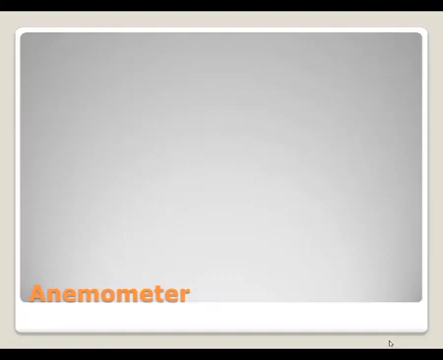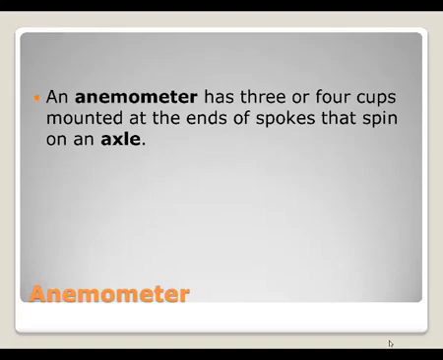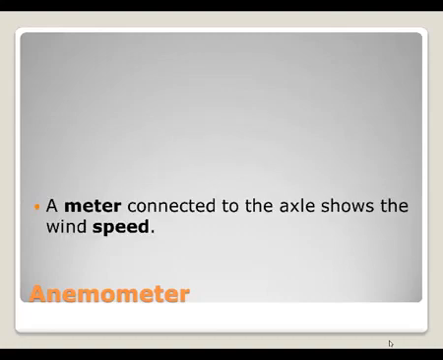An anemometer. Wind speed can be measured with an anemometer. It has 3 or 4 cups mounted to the end of spokes, and it spins on an axle. The force of the wind against the cups turns that axle, and there is a meter connected that helps to measure wind speed.